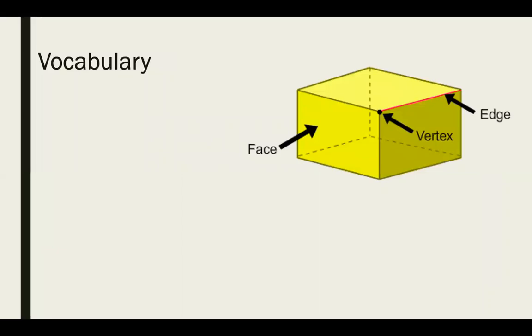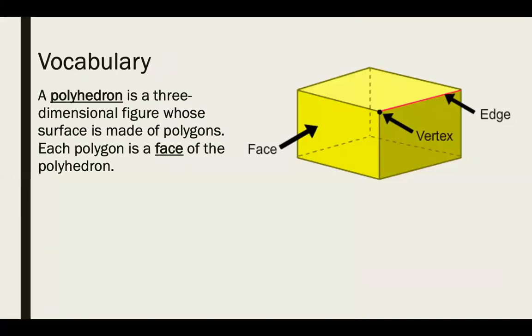We have three parts of one of these shapes that we're going to be talking about. And in general, the shapes are called polyhedrons. So we have polygons, which are two-dimensional shapes, and then polyhedrons are three-dimensional shapes whose sides are just polygons. And each side of the polyhedron is just called a face. So this box here has 6 faces, right? Front, back, left, right, top, bottom.